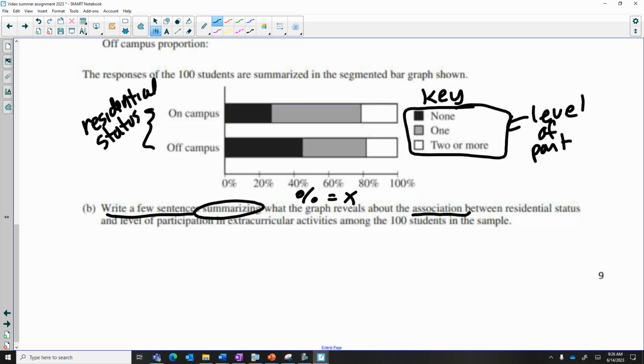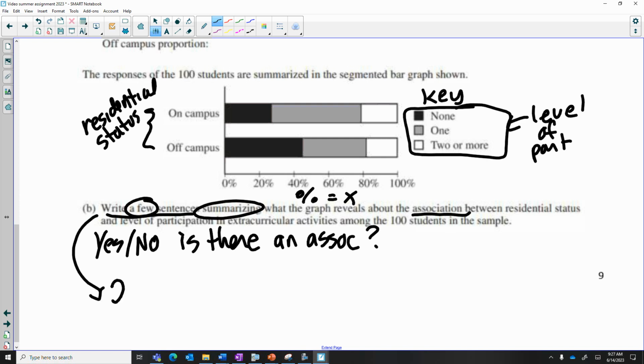So I want you to say, is there an association or not? Yes or no. Is there an association between the 2 variables, yes or no? And then what you have to do is write a few sentences, and specifically when they say a few, they're looking for 2 sentences or 2 comparisons.